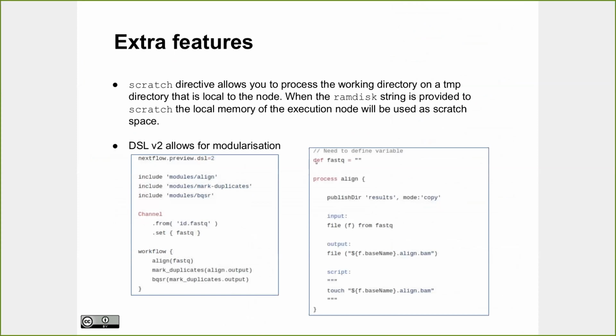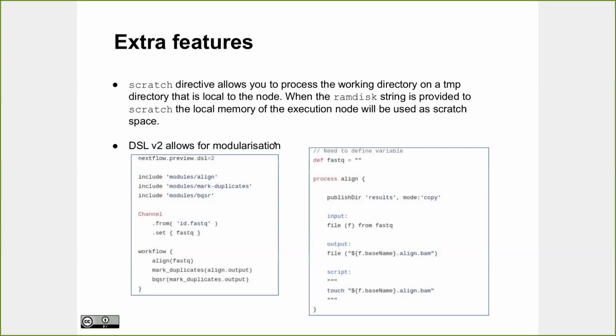So some extra features that are available in Nextflow are worth exploring. The Scratch directive allows you to process the working directory in a temp directory that is local to the node. And when a random string is provided to Scratch, the local memory of the execution node will be used as scratch space.